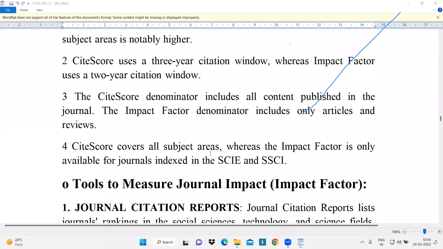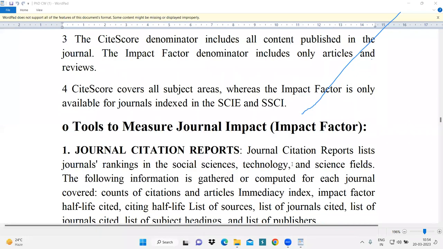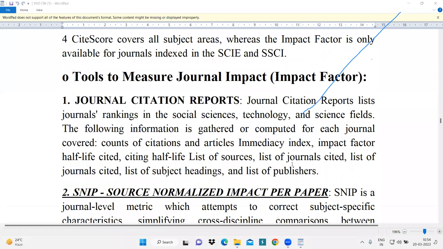So cite score covers all subject areas, whereas impact factor is only available for journals indexed in SCI, SSCI. So what are the tools to measure the journal impact factor? The Journal Citation Report I showed you will help us to measure the journal impact factor. But as I told you, the journal impact factor is readily available to us through Scopus and Web of Science.